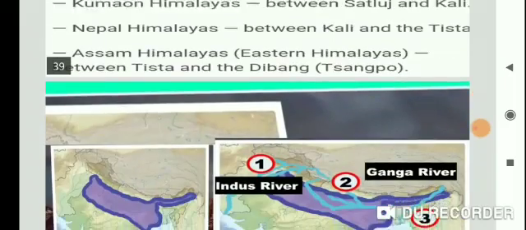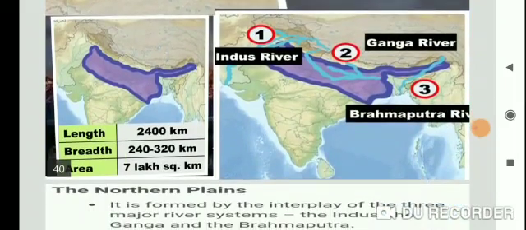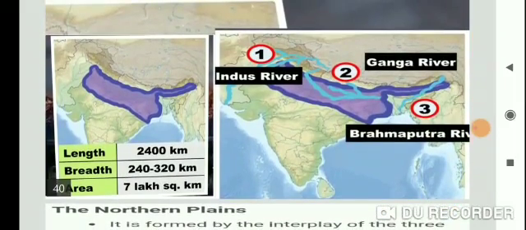Now, in the next lecture, firstly we will see the rivers: the Indus River, Ganga River and Brahmaputra. As I have already discussed, the length is 2400 km, breadth 240 to 320 km, and area is 7 lakh square kilometers.